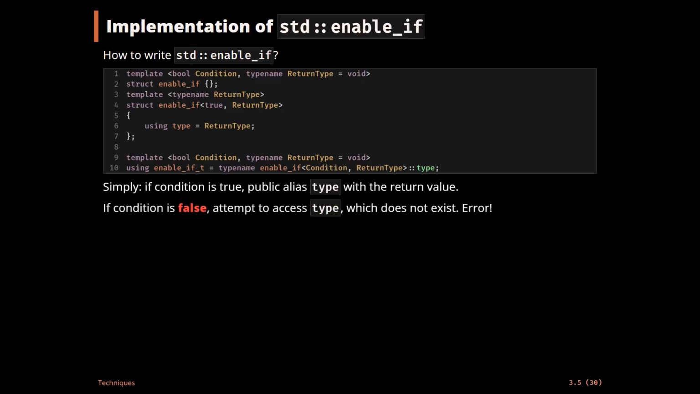But it also means that if the condition is false, if you attempt to access type on it, you get a compile error. And when you get the compile error, you then get SFINAE, which says, alright, it's not an error, and it just disables the overload or partial specialization. Now, partial specializations are very important. We'll have lots of them. So I hope you can understand this.